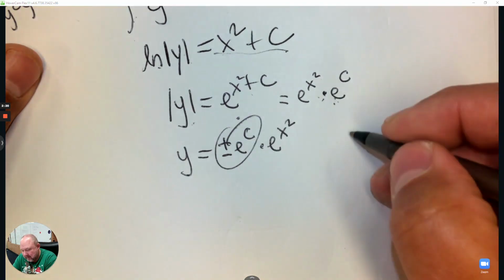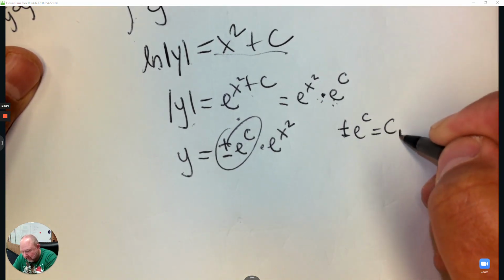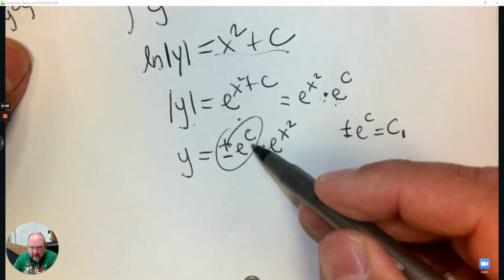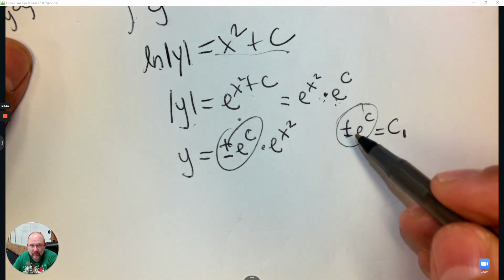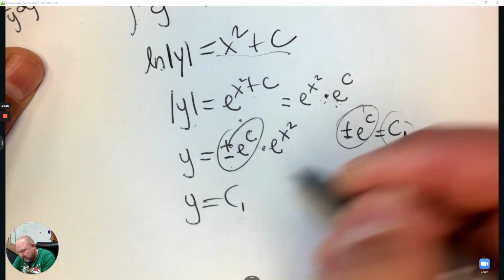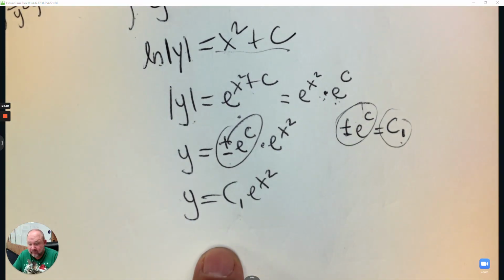I'm going to do a constant replacement. I can replace that constant with a simpler constant. I'm just going to call it C1. That's just a number, whatever that number is. So I can just replace what's complicated with a simple constant. And now you've solved the differential equation.